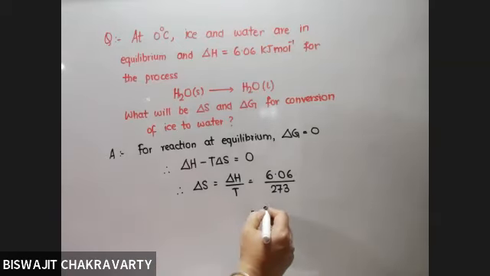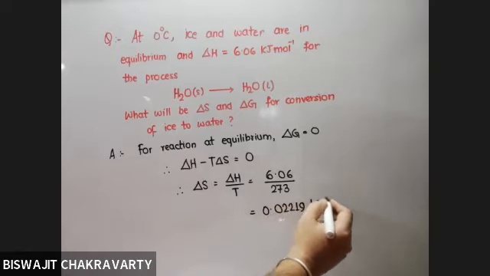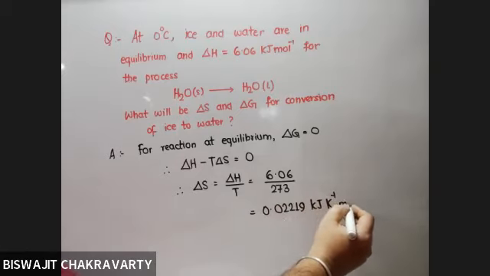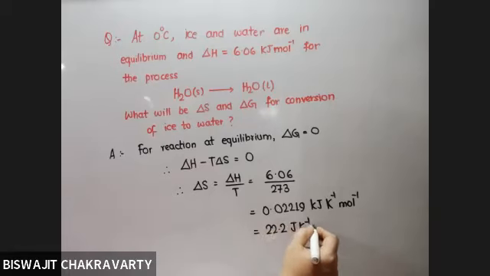It will be nearly 0.02219 kilojoules per Kelvin per mole. And if you want to convert it into joules, multiply it with 1000. So it will be nearly 22.19 or 22.2 joules per Kelvin per mole. Clear? Is it understood or not?